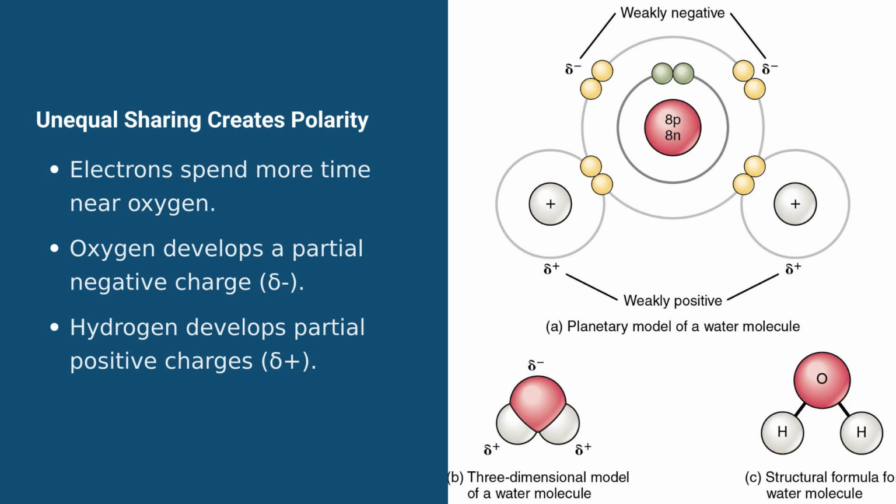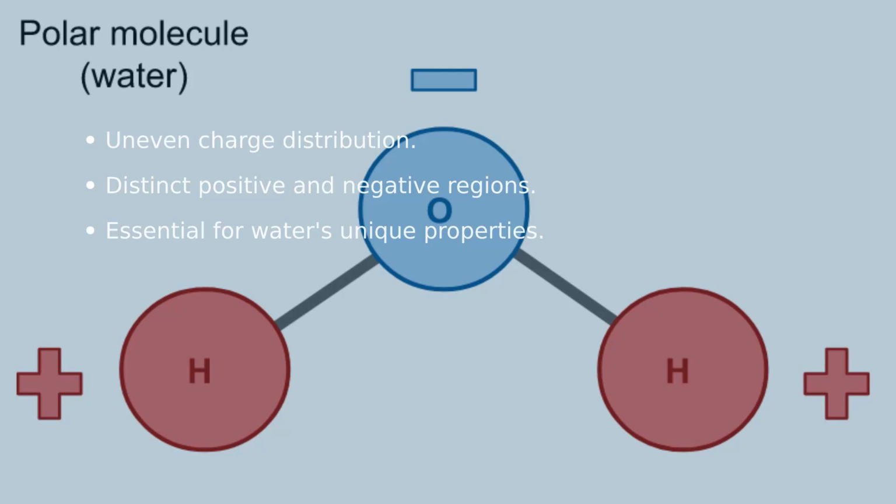This unequal distribution of electrons creates partial charges, a partial negative charge on the oxygen atom and partial positive charges on each hydrogen atom. This uneven distribution of charge, with distinct positive and negative regions, makes water a polar molecule. Think of it like a tiny magnet with a positive end and a negative end. This polarity is the foundation for almost all of water's unique and life-sustaining properties.